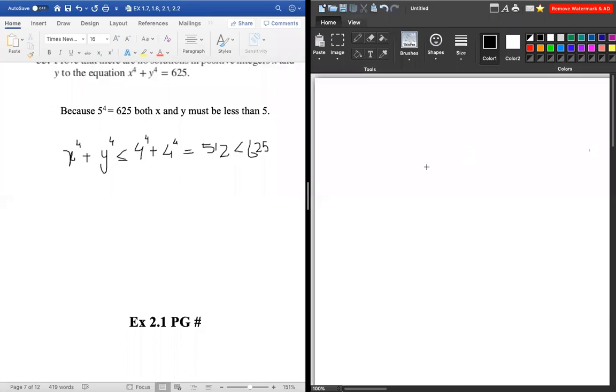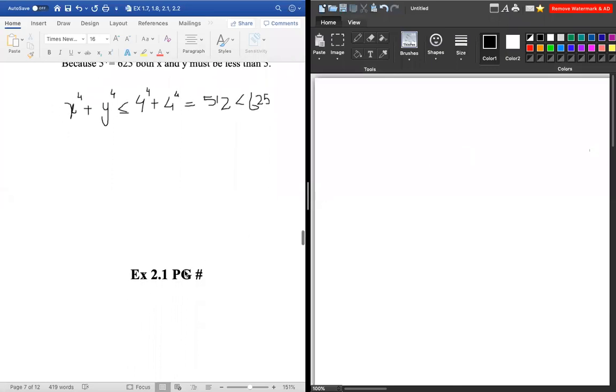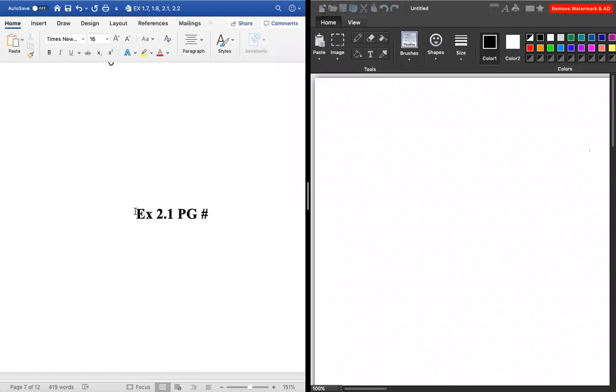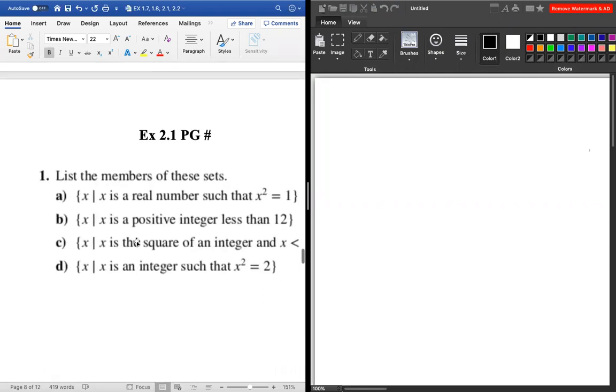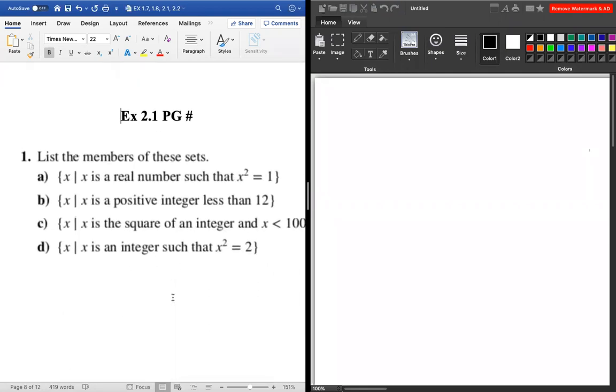Okay, let's move on to the next exercise. The next exercise will be exercise 2.1. Chapter 2 is about sets. This is the first question of 2.1. We have a statement in set notation form, and then we have to list the members of these sets.